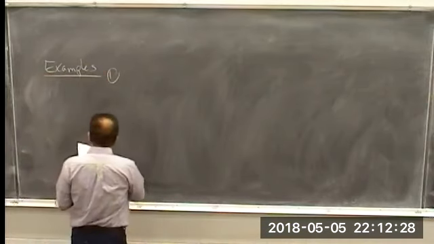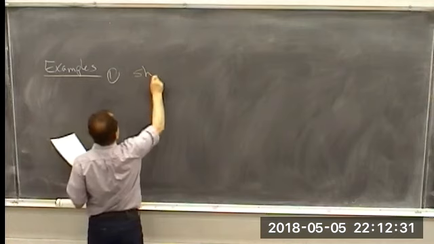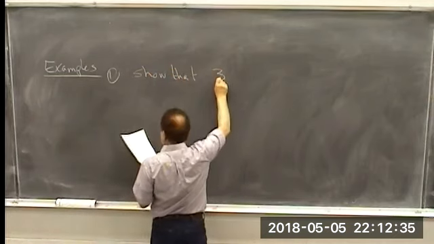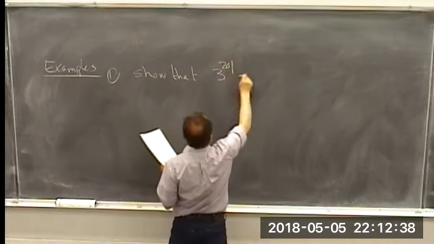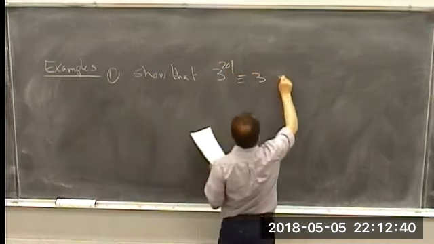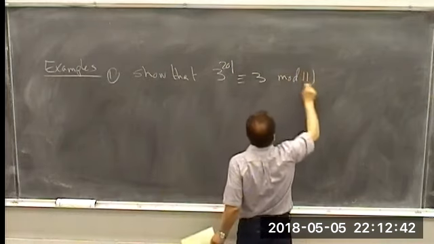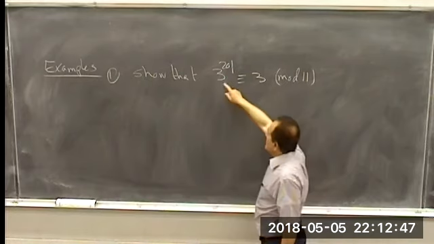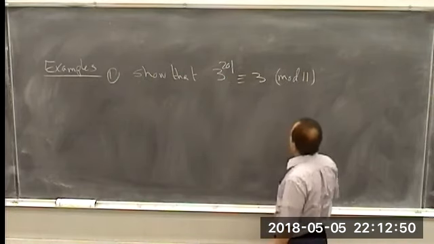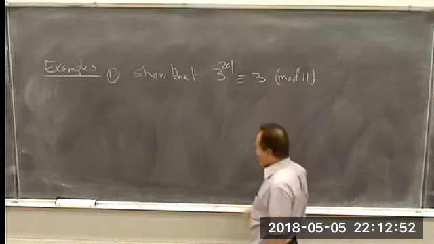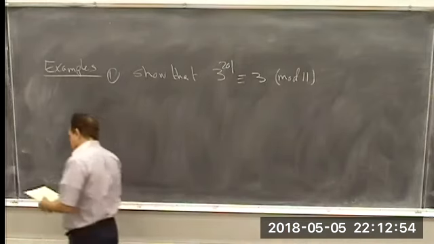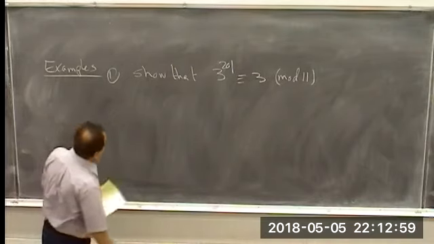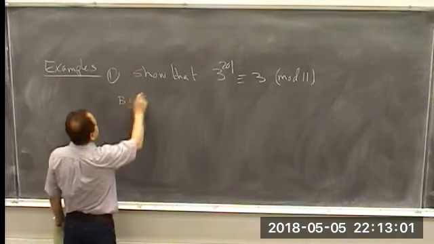I want to show that 3 to the power 201 is congruent to 3 mod 11. Another way to state this is that the remainder of dividing 3 to the power 201 by 11 is equal to 3. So there's a lot of ways we could do this. Now to show this, what we're going to start with is Fermat's theorem.